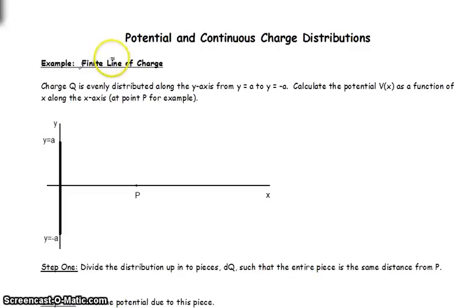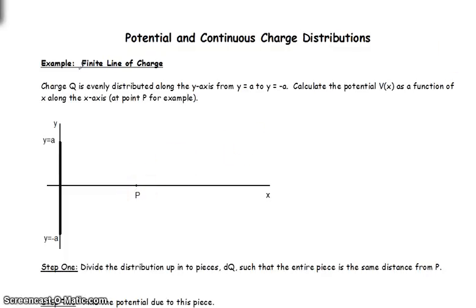This video is about finding the electric potential due to a finite line of charge. For example, we have charge Q evenly distributed along the y-axis from negative A to positive A, and we want to calculate the electric potential at some point, any random point on the x-axis.